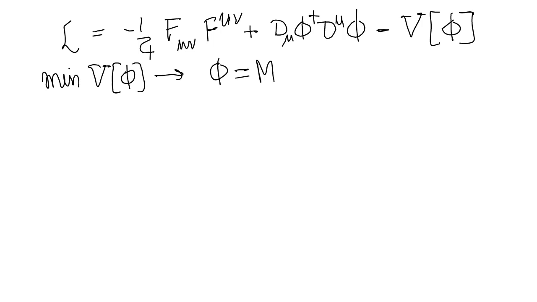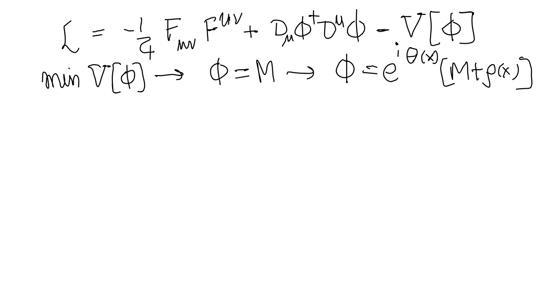In order to understand the physics of this system, let's parameterize the field phi. It's a complex field, so there's some phase, which I'll call e to the i theta of x, and then for the magnitude, I'll call it m plus rho of x. Now, when I plug this back in to see what the Lagrangian looks like, you'll notice that rho of x has some interactions, but rho of x gets a mass that depends on how high the potential is.